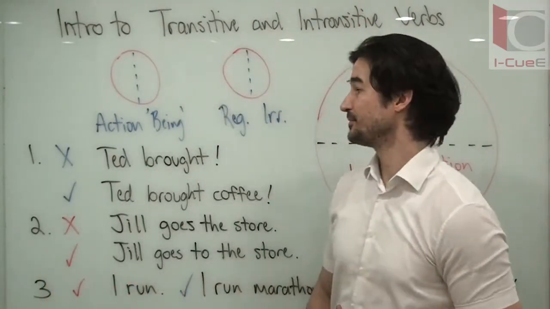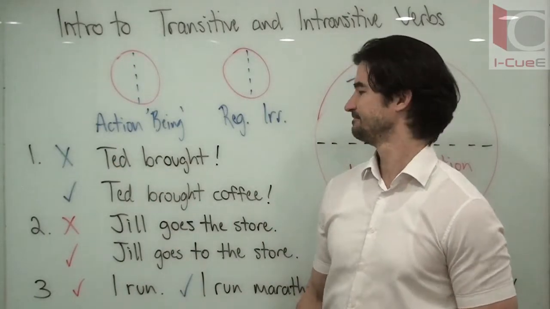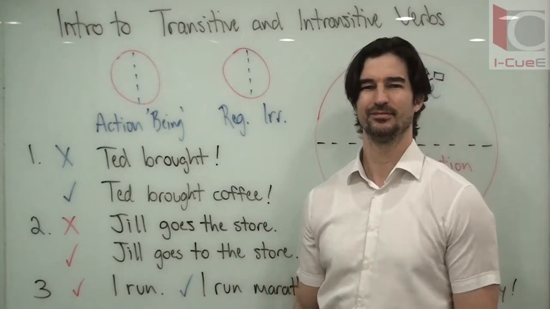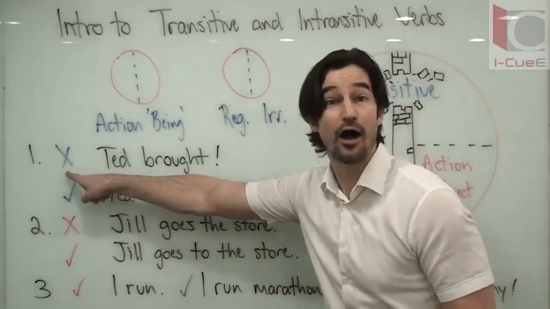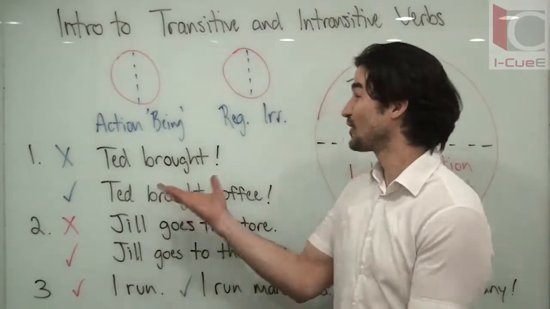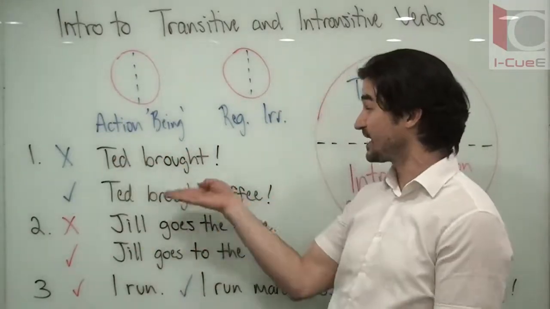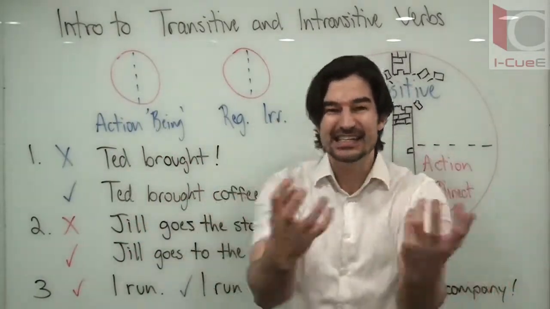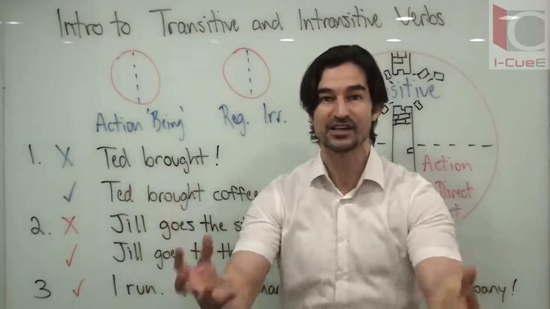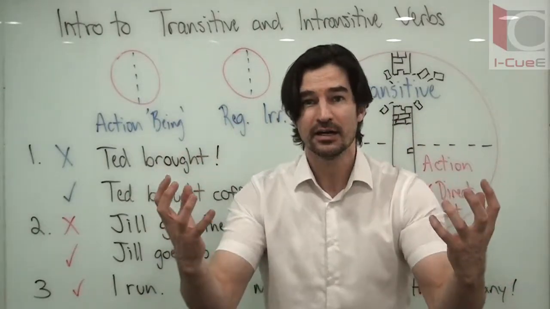Let's look at some examples. Ted brought. That doesn't make any sense. That's why it's wrong. See, you can't have transitive verbs in two-word sentences. It doesn't work. You can't have subject, transitive verb. This kind of idea necessarily leaves you asking what? What is it? What did Ted bring? What? Tell me now!